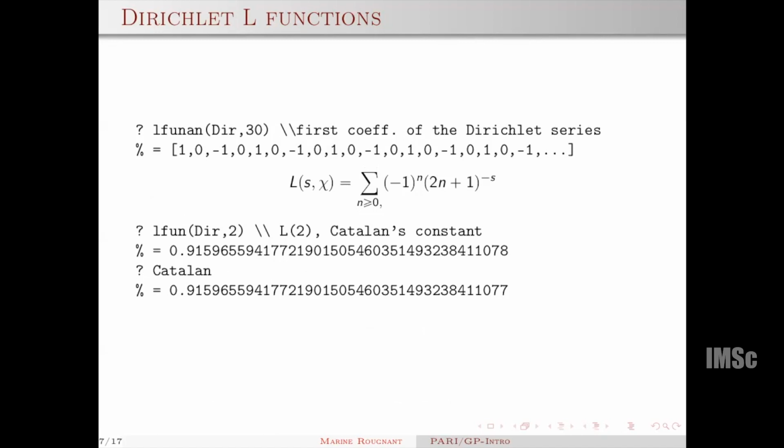You can recover some very famous constants. Here's Catalan's constant. So if you have the value of this Catalan, you find that value. If you evaluate this L function at 2, you should find the same value. And you can see that this is really close, you just have a lack of precision in some sense. But you can increase the precision with a \p something, and you can have a better approximation.